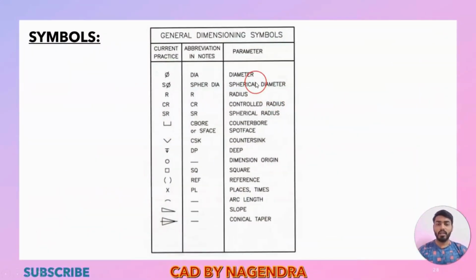Then in engineering drawing, we will be having different types of symbols too. So first we are seeing here general drawing symbols, like the diameter symbol will be like this, used for circles, then sphere diameter, then radius will be mentioned like R, again CR control radius, like that counterbore type symbol, countersunk hole symbol, depth symbol, again dimension origin symbol, square symbol, reference dimension symbol. Like that, different types of symbols also will be specified in engineering drawing.